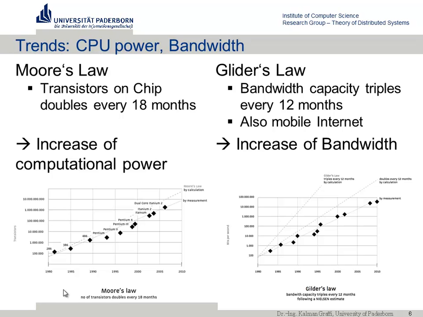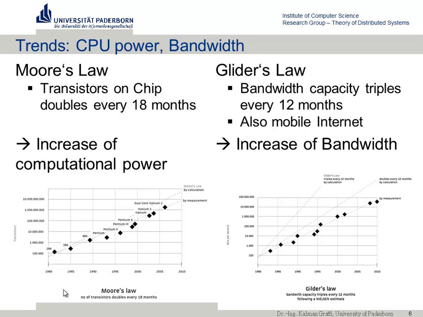I'm not sure whether this can be read. On the left side is Moore's law, which a computer scientist should have heard of at some point. What it says, at least up to 2009, is that the number of transistors on a chip doubles every 18 months. And that means that in the future we will have even more powerful devices.